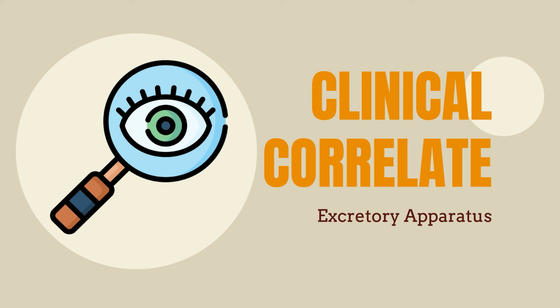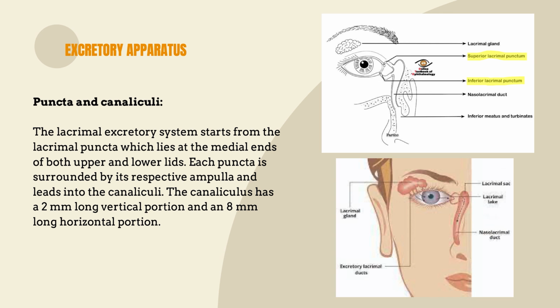Let's proceed to the excretory apparatus of the lacrimal system. First is the puncta and the canaliculi. The lacrimal excretory system starts from the lacrimal puncta, which lie at the medial ends of both upper and lower lids. In this picture, the superior lacrimal punctum is located in here, and below it is the inferior lacrimal punctum. Each punctum is surrounded by its respective ampulla and leads into the canaliculi. The canaliculus has a 2 mm long vertical portion and an 8 mm long horizontal portion.